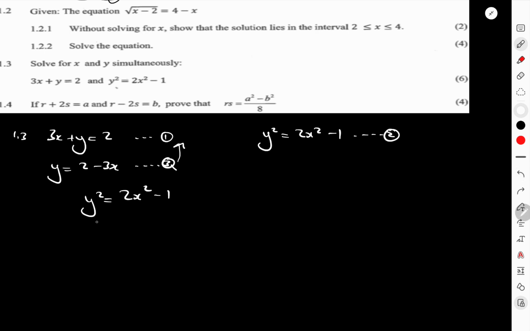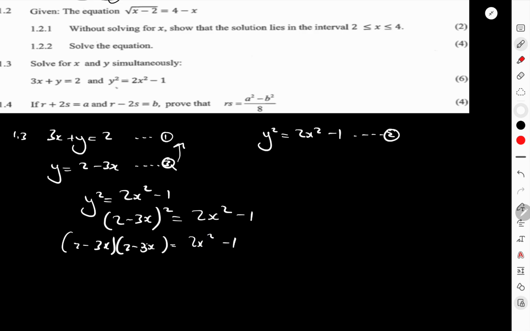So, me doing so, I'm going to have (2 minus 3x) all squared equals 2x squared minus 1, right? Now here we have a square, which means we are going to expand. Therefore, I'm going to have (2 minus 3x)(2 minus 3x) equals 2x squared minus 1, right? Now, after doing this, the FOIL method, the method that we were doing before, the one of expanding. Now it's going to be 2 multiplied by 2, which is going to become 4.